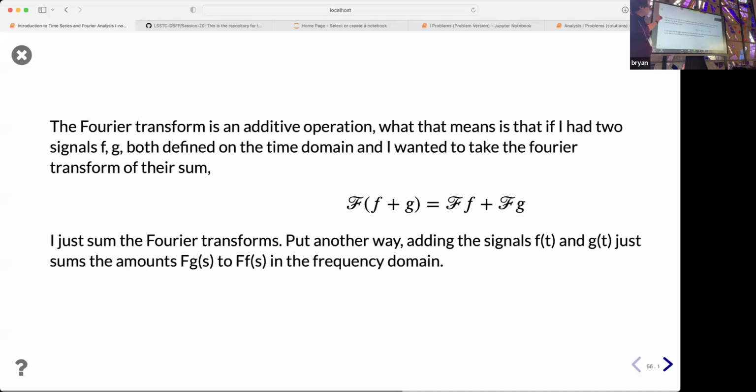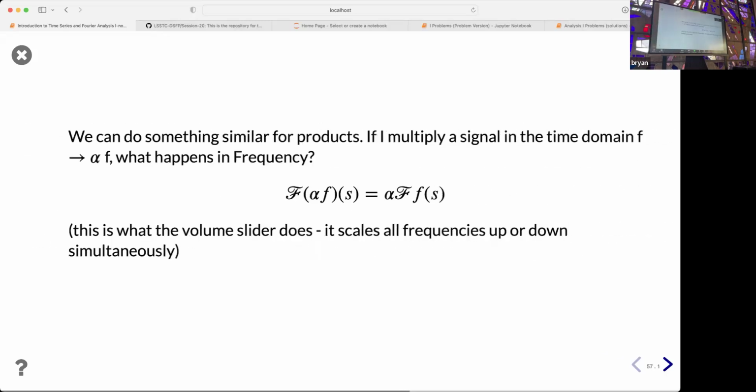So the Fourier transform is additive. As we saw, if I take the Fourier transform of the sum of functions, I get the sum of the Fourier transforms. Another way of putting this is if I add the signals f of t and g of t in the time domain, that will sum the Fourier transform of g and the Fourier transform of f. I'm using s in this lecture instead of k, but it's frequency. So if I add two signals in the time domain, I just add their Fourier transforms in the frequency domain.